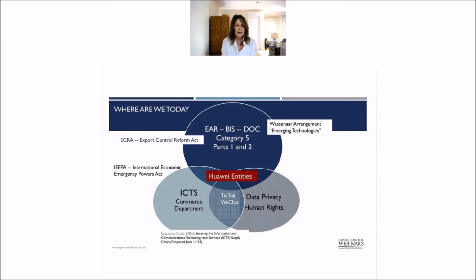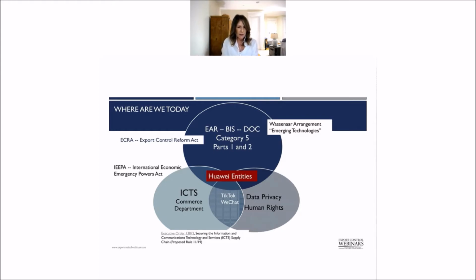The EAR exists because of the Export Control Reform Act, which is the law that was passed fairly recently, where all the export control rules are, and then by looking at the law, the agencies write regulations and so forth. A lot of the changes in Category 5, Part 1 and 2, so changes in the Commerce Control List, are driven by the Wassenaar arrangement.